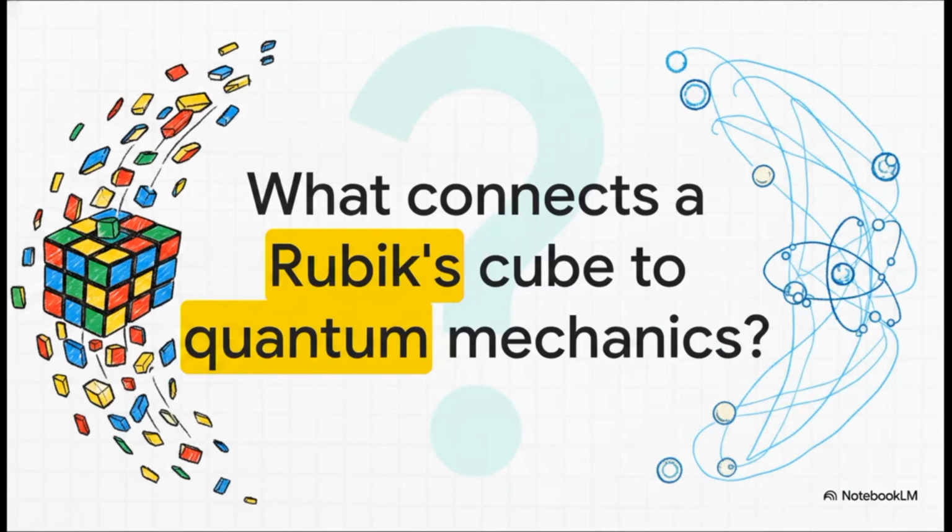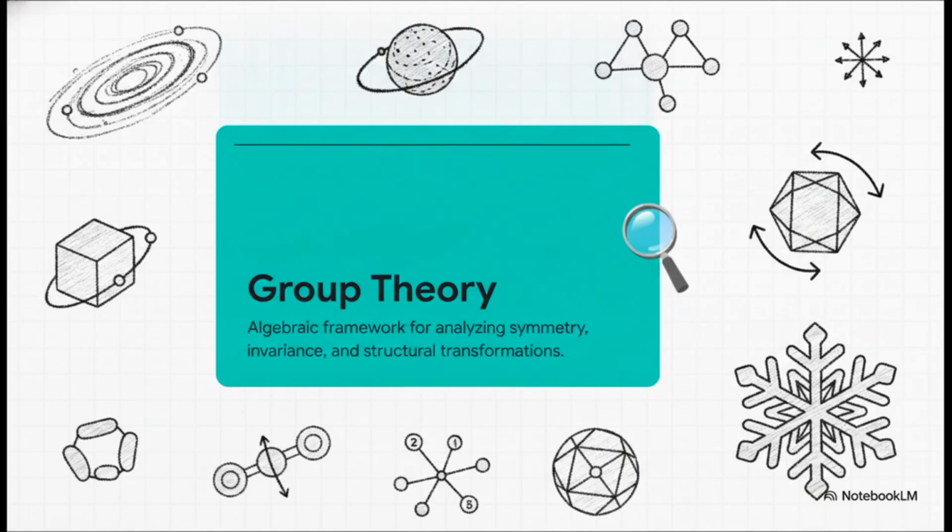To kick things off, I want you to ask yourself, how on earth could a plastic 3D puzzle possibly share the exact same DNA as the fundamental forces of subatomic physics? I mean, it seems like a massive leap, doesn't it? How can twisting colorful little squares relate to the microscopic behavior of quantum particles? Well, the answer to that massive leap is group theory.